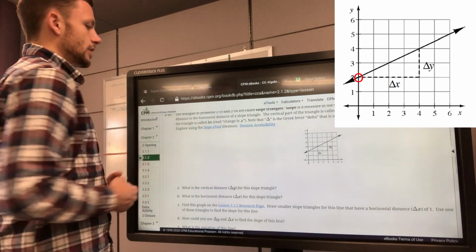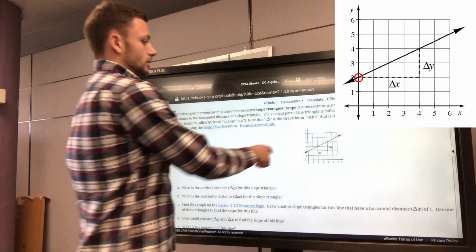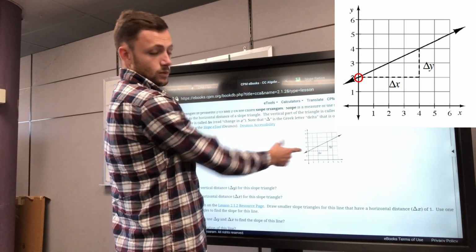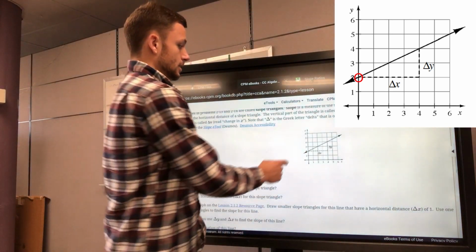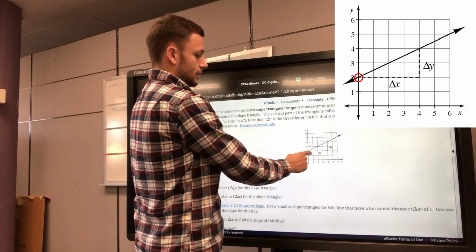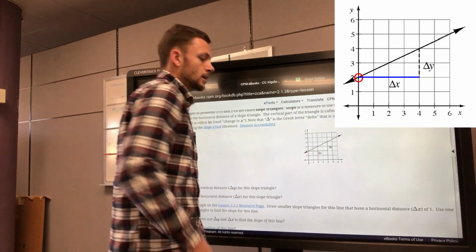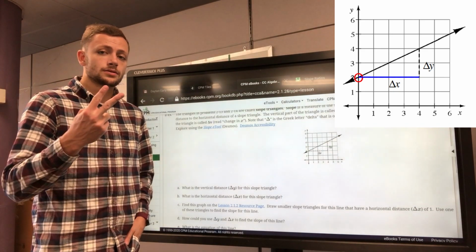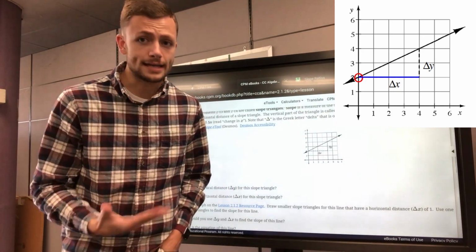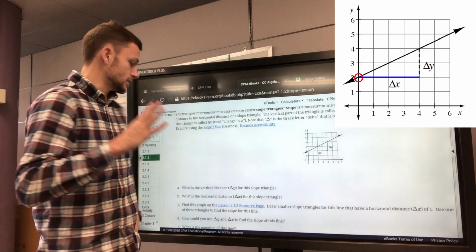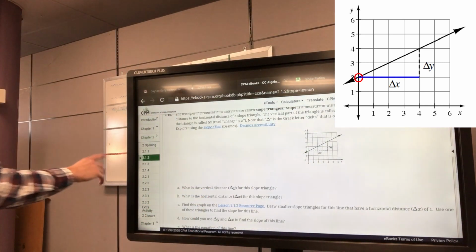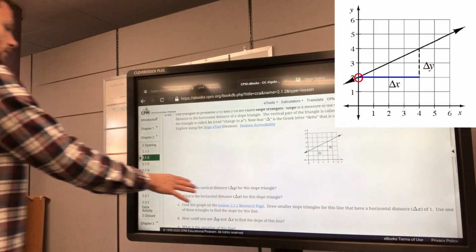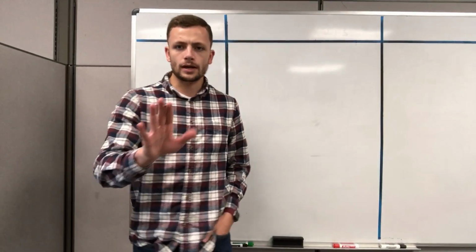Now we want to find our change in x for this slope triangle. We went from 0, where our line crosses the y-axis, and if we go across that dotted line, we have 1, 2, 3, 4. So our change in x is 4. So delta y, our change in y, is 2, and delta x, our change in x, is 4. We're not going to find the graph on the resource page, and we're not going to draw smaller slope triangles, but now I want to write a couple of things down.